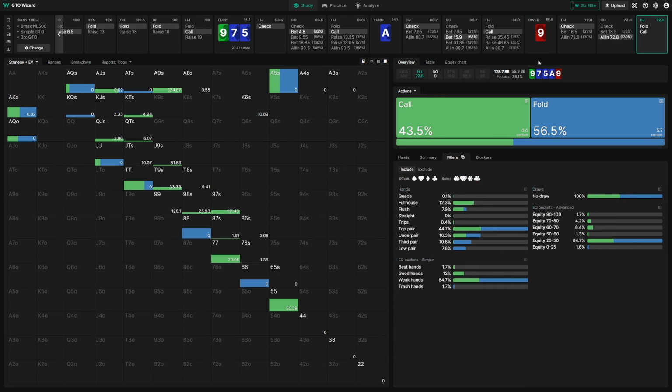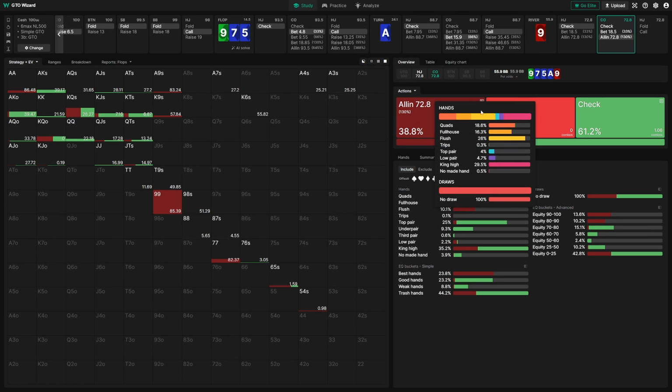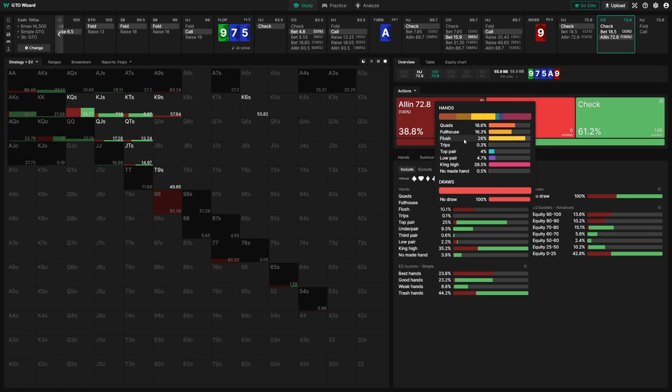Again, my advice is to not focus on these minute blocker effects, but rather overall range construction, things like what hand class is appropriate to shove here, right? So when cutoff shoves, they're mostly representing flushes, full houses, and quads for value. They're very rarely representing anything worse than a flush for value.